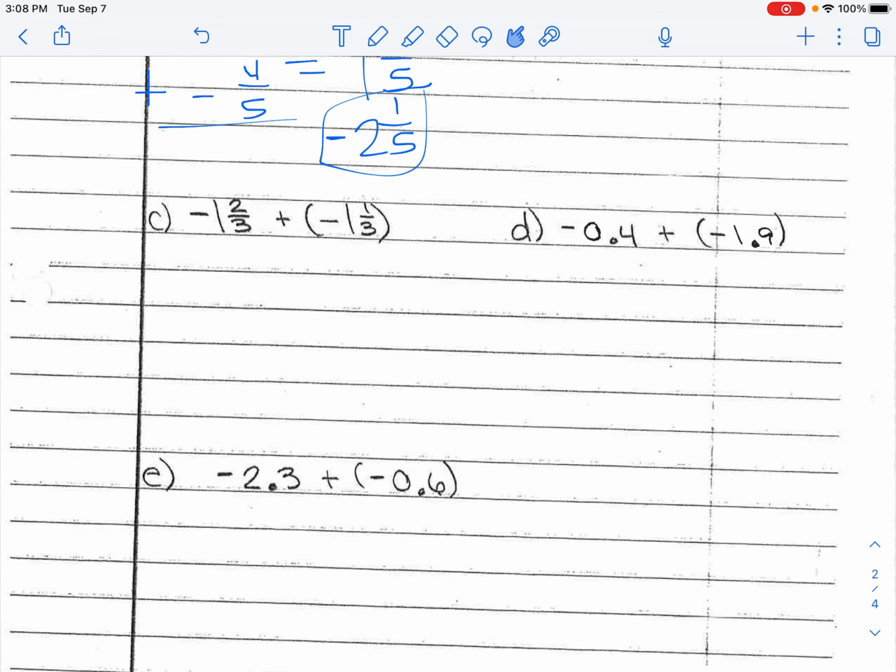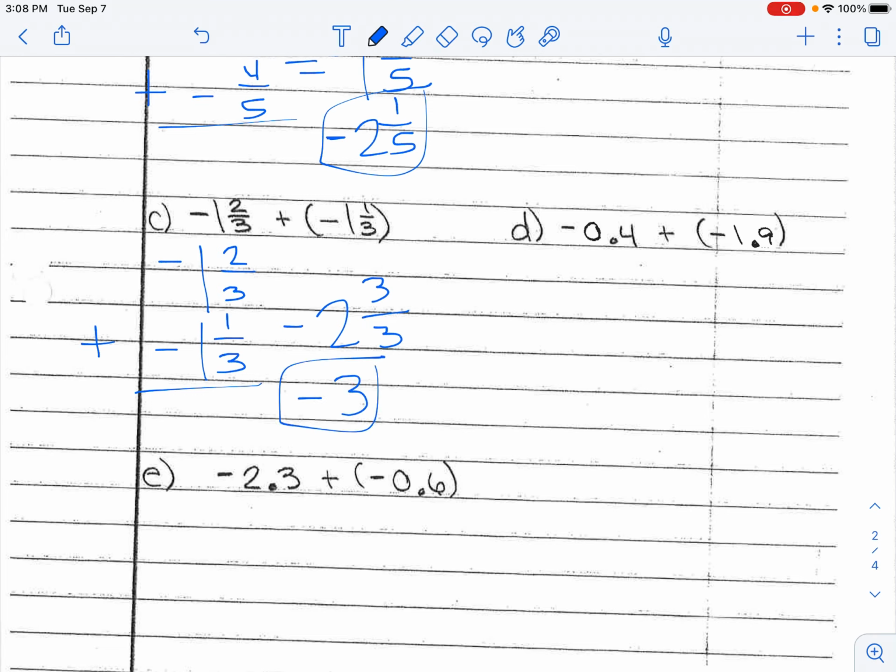So let's scooch down here and do letter C. I have 2 negative fractions, the same sign, find the sum. Anytime I'm adding fractions, I'm going to rewrite them vertically. Two negative fractions, same sign, find the sum. So negative 1 and negative 1 is negative 2. Negative 2/3 and negative 1/3 is negative 3/3. So negative 2 3/3 is going to simplify to negative 3.